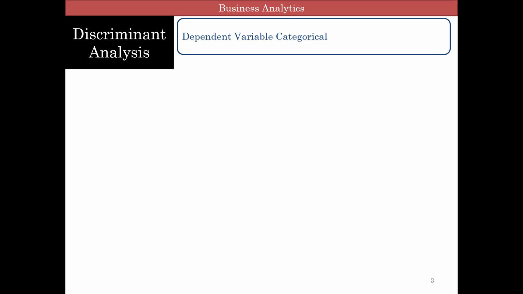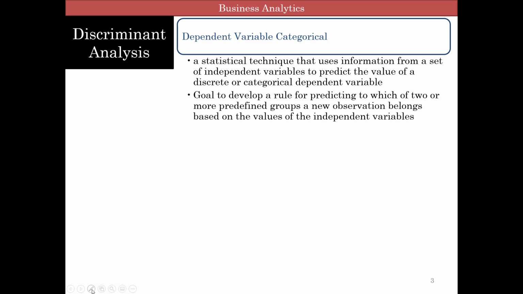But if you are going to deal with a dependent variable which is categorical, then the statistical technique that uses information from a set of independent variables to predict the value of a discrete or categorical variable is called discriminant analysis. The goal is to develop a rule for predicting which of the two or more predefined groups a new observation belongs to, based on the values of the independent variables.